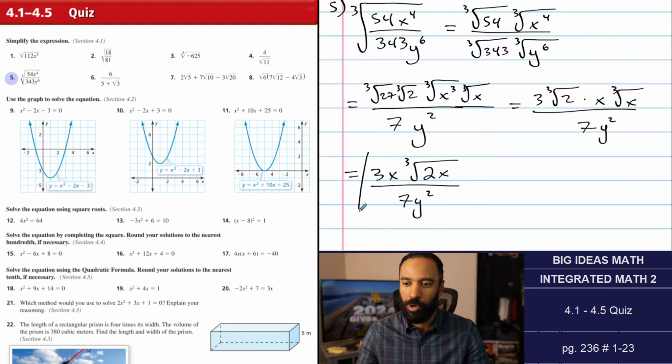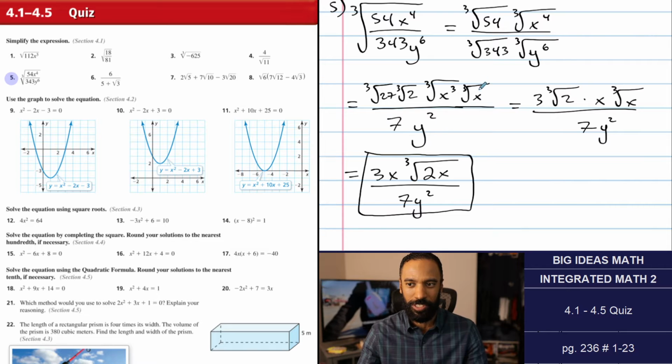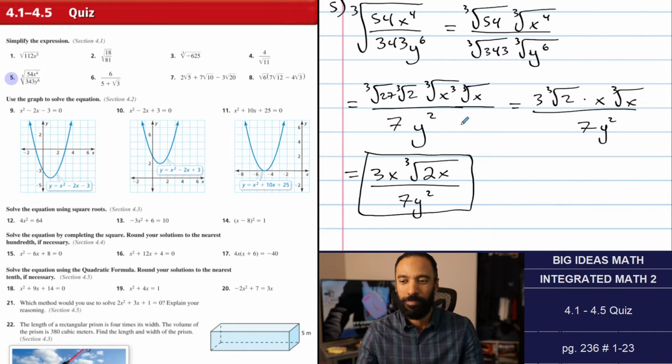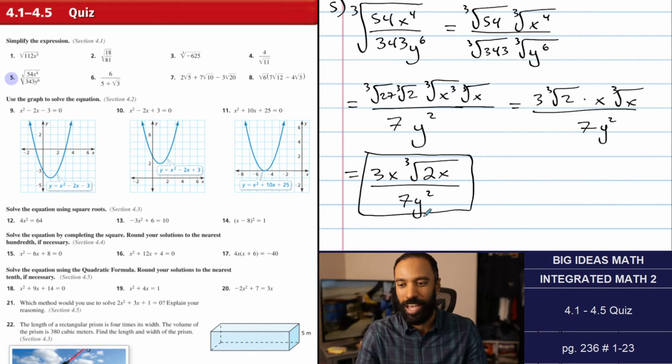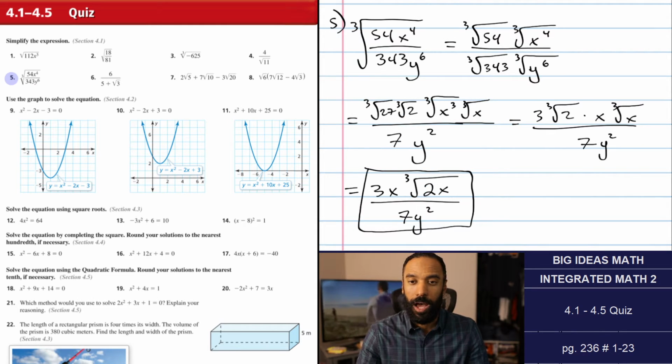So I'm showing many more steps than I would ever do myself. In some ways, I'd probably just go straight from this to the final answer if I knew what I was doing there. I might take a couple of steps. But yeah, that's what it cleans up to. If anything could reduce, x's can't divide with y's and do anything with that. 3/7 is not reducible, so I'm going to leave it.